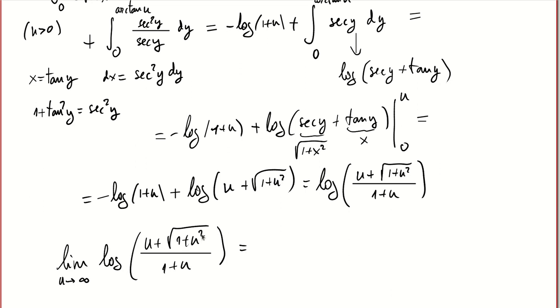So what is the limit of this? Well, the leading term up here is u from this bit, and here, if you factor out the u squared, is also u. So you have u plus u is 2u, and down here you have 1u, so the limit is the logarithm of 2, 2 divided by 1. So that's the value of the integral, the logarithm of 2, for alpha equal to 1. For alpha other than 1, the integral is divergent.